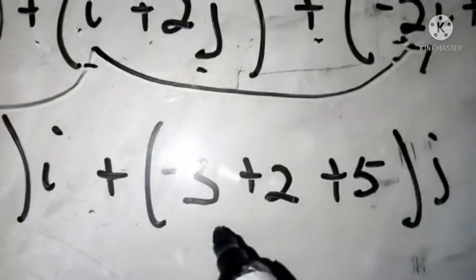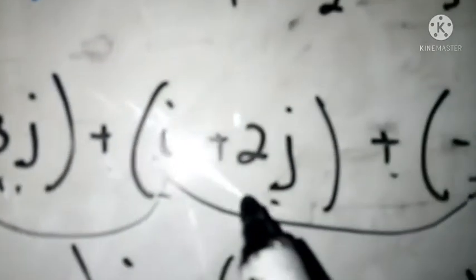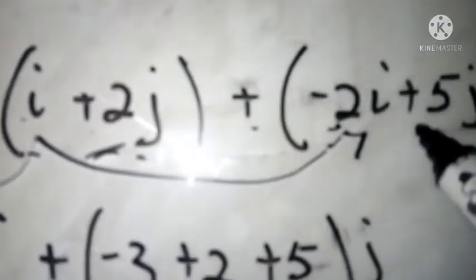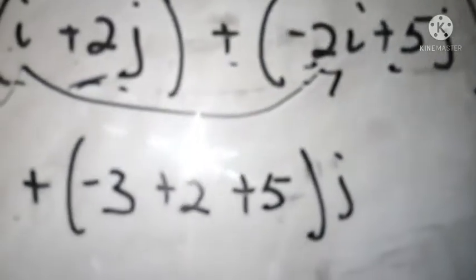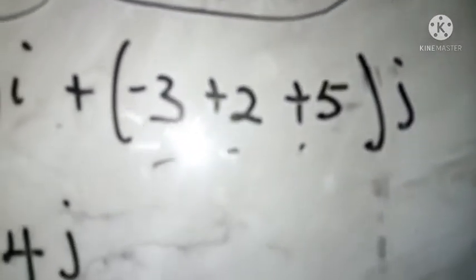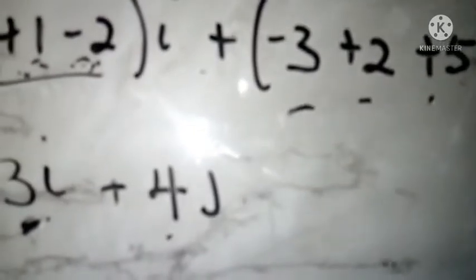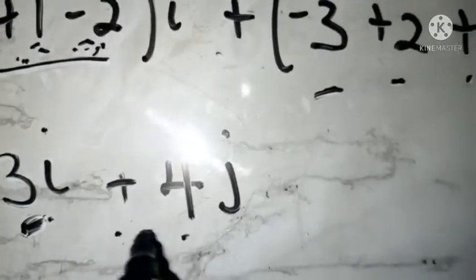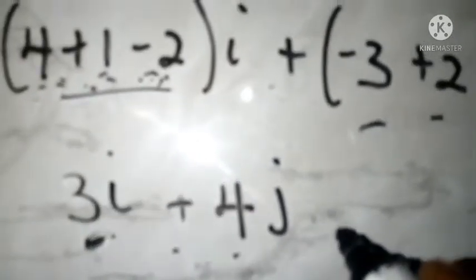And then what about the second part? So let's deal with the j's here. The first one we are having negative 3 here, and then plus 2j, right? So 2j, 2 here, and then plus positive 5. Is that okay? So negative 3 plus 2 plus 5 here, that should be positive 4. So the resultant vector of what we have been given is 3i plus 4j. So this is what we call the resultant vector.